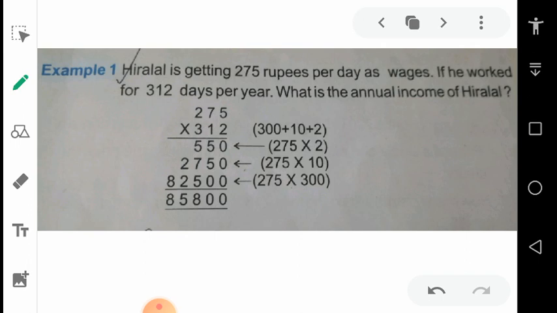Hira Lal is getting 275 rupees per day as wages. It means Hira Lal is working somewhere else, for example in a factory, and per day he gets rupees 275 as the wages. Okay, means whatever the work he does, he gets 275 rupees. If he worked for 312 days per year, what is the annual income of Hira Lal? So here the question is about 312 days. Okay, and the information is given for one day only. Now it is the case of multiplication.